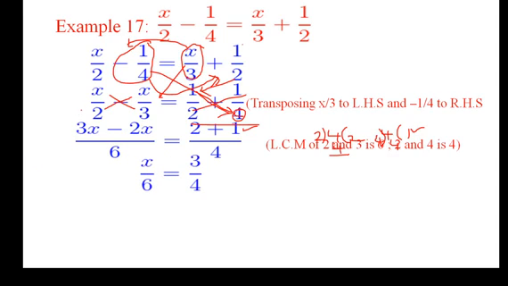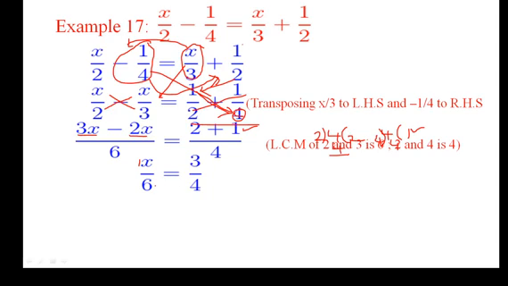3x minus 2x is equal to, we know that these two are the same variables. So 3 apples minus 2 apples is equal to 1 apple. Whether 1 is written or not written is not important here, because x written means it is 1x only. It represents 1x. So 1x by 6 is equal to 3 by 4.